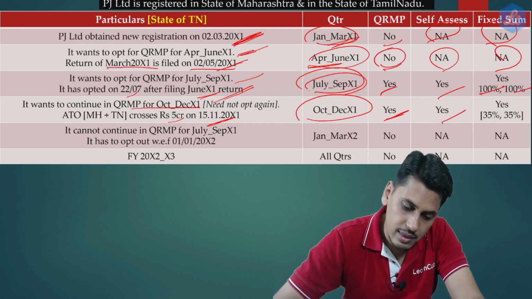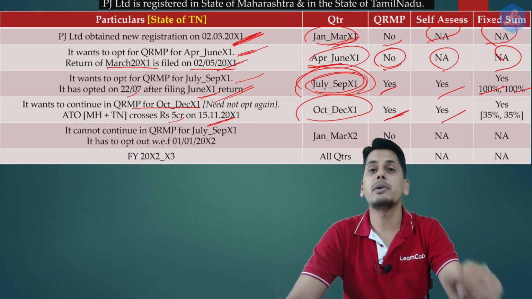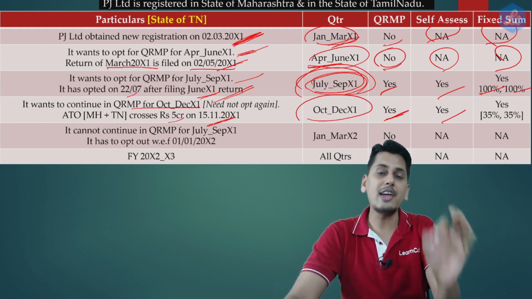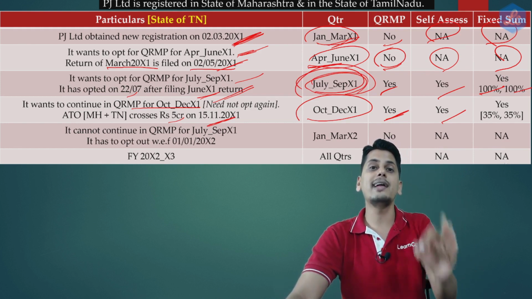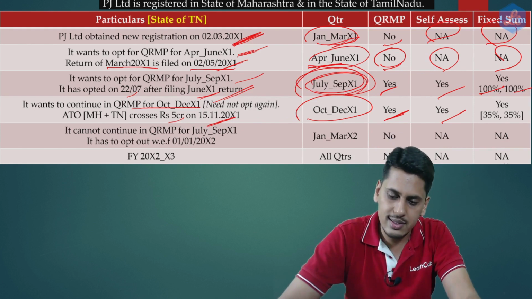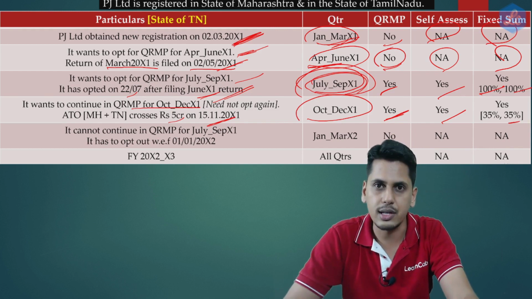But now friends, the preceding quarter was a quarterly return. July to September was a quarterly return. So therefore, in the first month, what he has to pay is 35% of the amount which is paid by debiting the electronic cash ledger, and the same amount in the second month as well. So now it is going to be 35%, 35%.